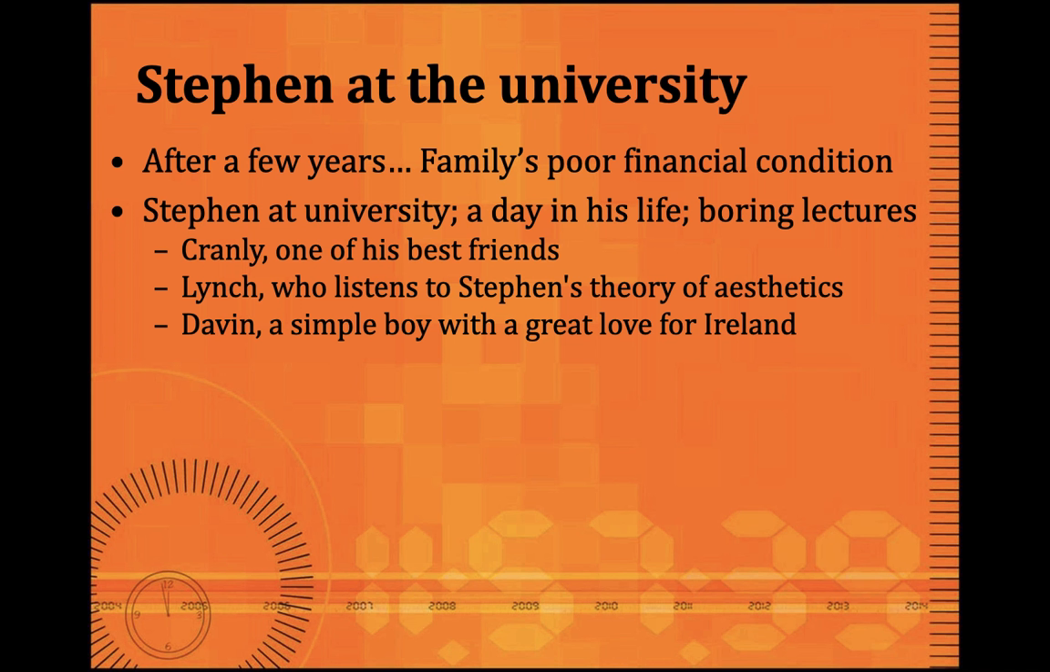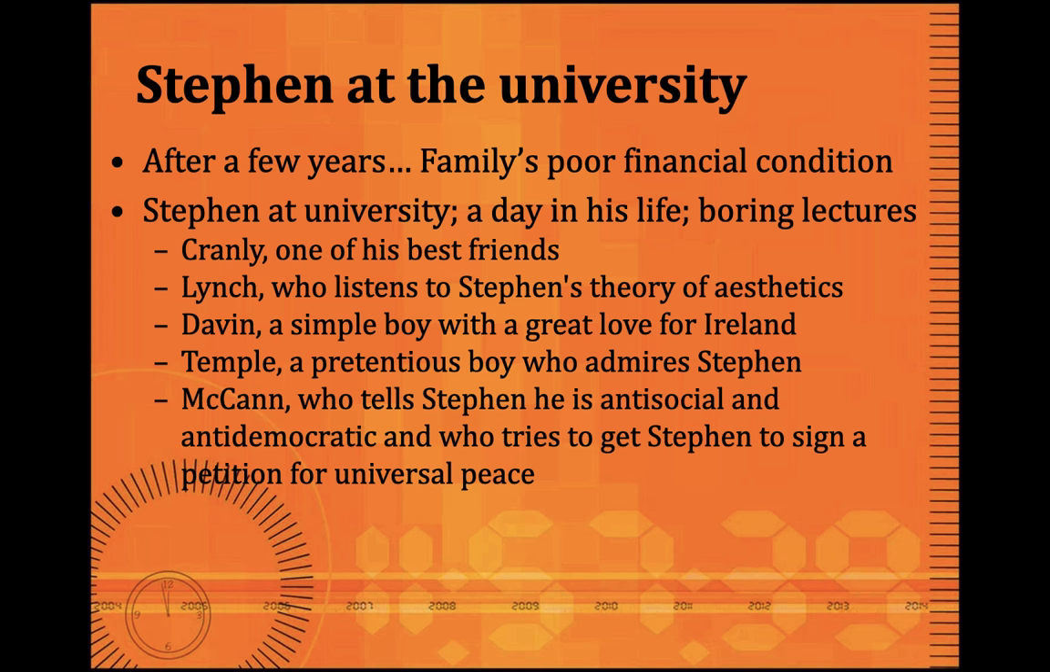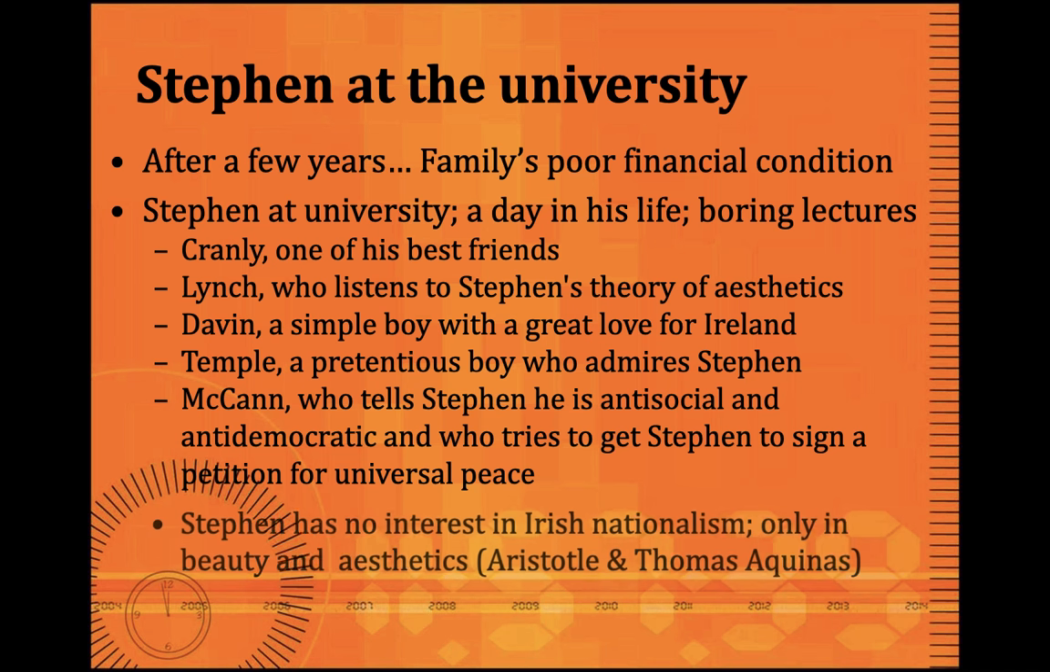Davin is a simple boy with a love for Ireland, and Stephen cannot stand this. Temple is a pretentious boy who secretly admires Stephen. And McCann is a stupid boy. He tells Stephen that Stephen is antisocial, anti-democratic. Why? Because Stephen refused to sign a petition for world peace. If you don't forward this email, you are antisocial. If you don't sign a petition, you are antisocial. How stupid. Stephen is above all these people.